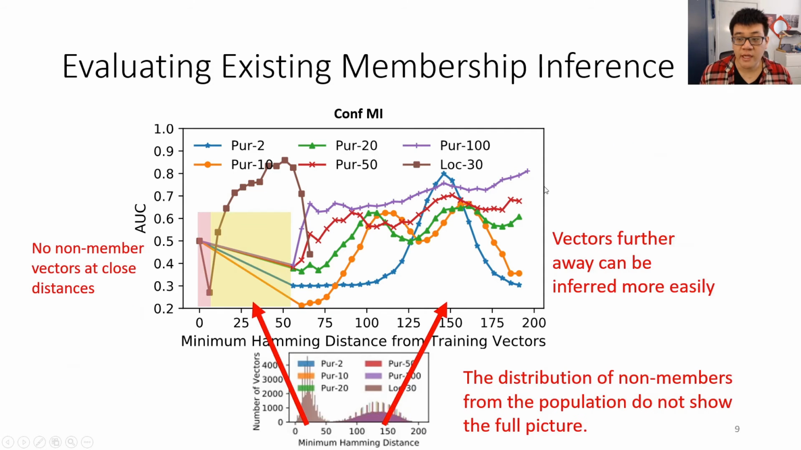What we noticed was that vectors further away from the training dataset could be more easily inferred. And that makes sense. If they're further apart from each other, there's more variation in the model's output, and they're easier to distinguish from each other. But there is an interesting element at the very small distances where there is little to no non-member vectors. When we look at the histograms of these distances, we can confirm that yes, in fact, there are no vectors at these distances. What that means is that the distribution of non-members from just the population doesn't show the full picture of how this attack would behave.